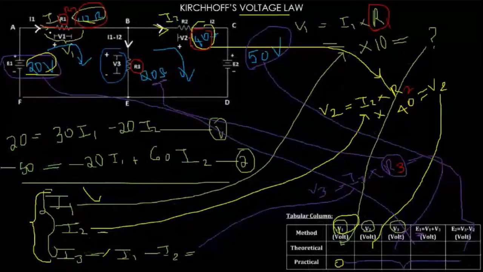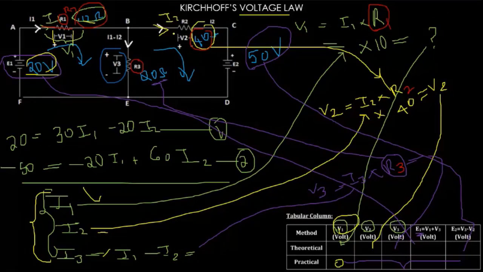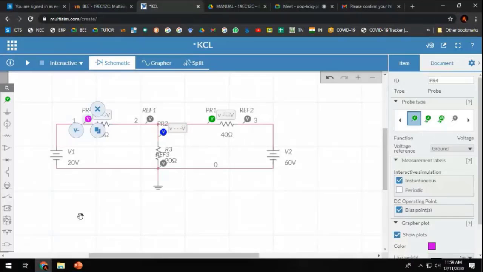You can see the voltage should be measured across this resistance as V1, across this resistance as V2, and across this resistance as V3. To do it, go to this, press this, and select the voltage reference. You will get three references: reference 1, reference 2, and reference 3. For this one, which is nothing but reference 1, select reference 1.